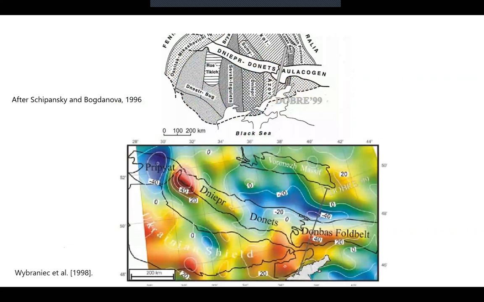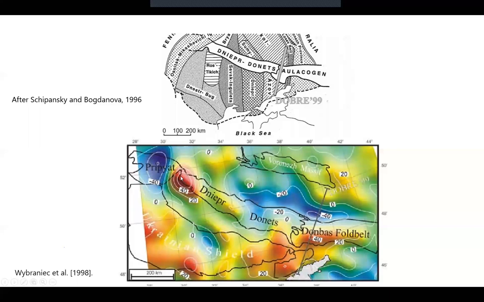I will always try to find something more relevant to the local industry, right? So I found those things only this morning on the internet. So we have the Dnieper-Donetsk fold belt, which is here, and we can easily see that this is a gravity map.